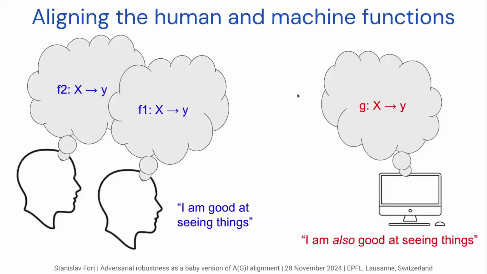Both of them are good at seeing things. You look at a picture of a dog, you say a dog; a machine looks at a picture of a dog and says a dog as well. But, despite this great similarity in many input points, the two functions are not necessarily the same, and I'll be discussing how exactly different they are in this talk. There are surprising differences between them. They're not the same.